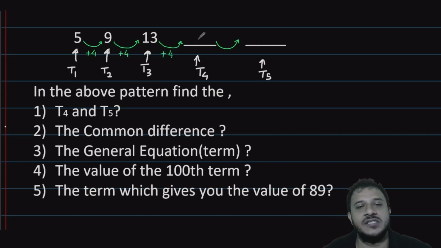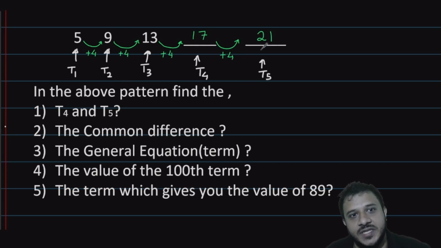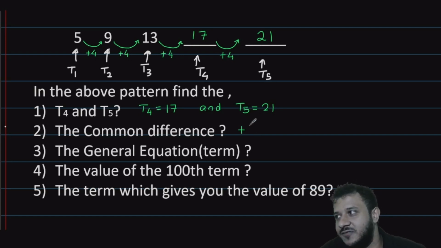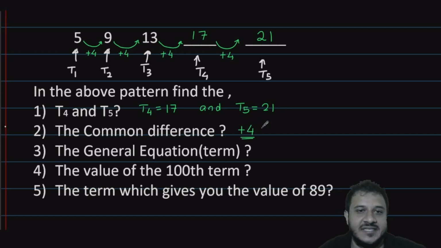So 13 plus 4. How much is that? That's 17. And then 17 plus 4, that's 21. So we can write down the first answer. T4 is 17 and T5 is 21. Is that clear? And then the next answer we can also write. The common difference is plus 4. Or you can just write 4.